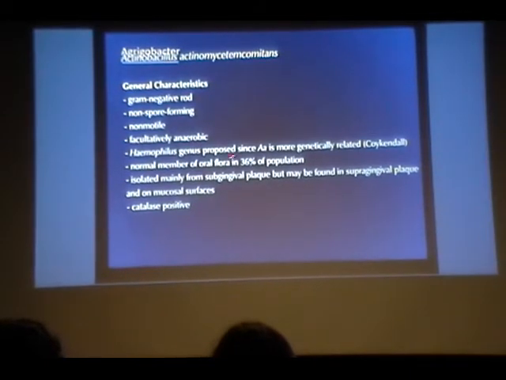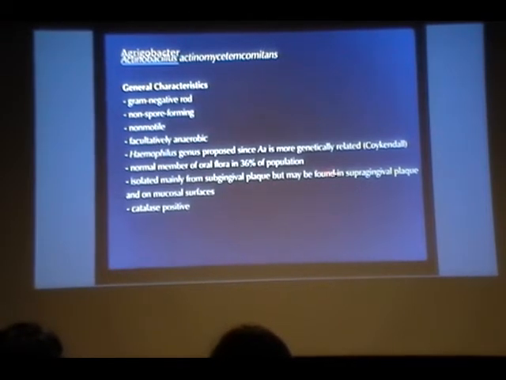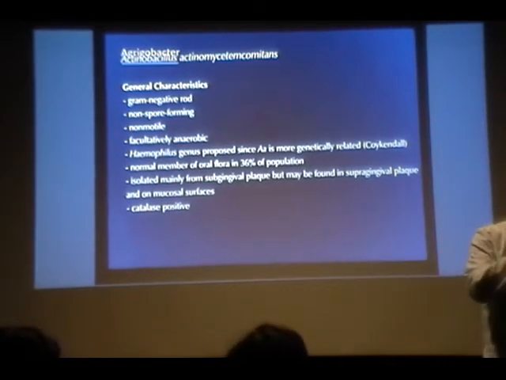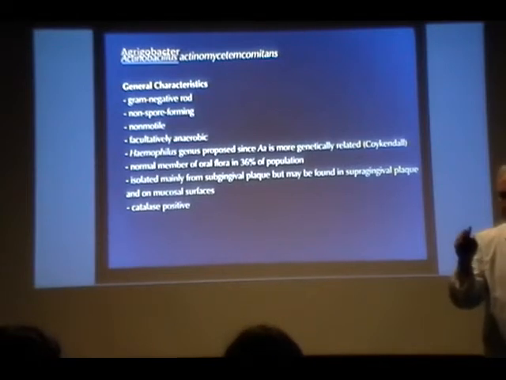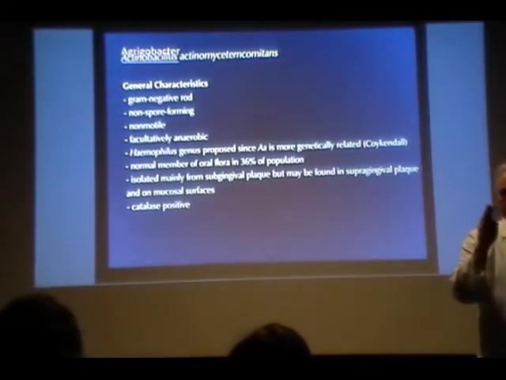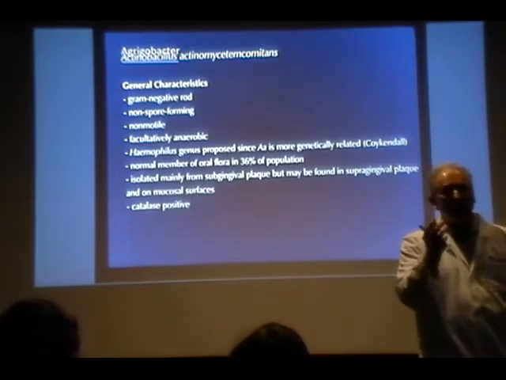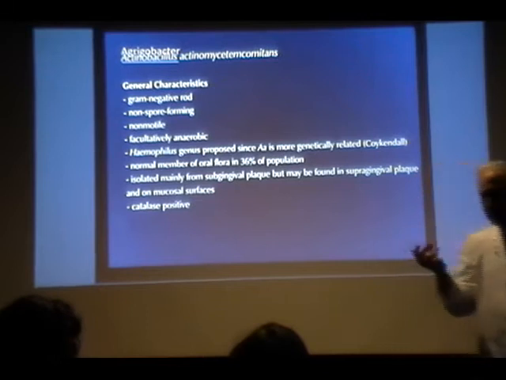Forget that. It's a normal member of the oral flora in about 36% of the population. Now that depends on where. In the US, maybe that's the number. In Japan, it could be different. It's isolated primarily from subgingival plaque. It could be found in supragingival plaque and on certain mucosal surfaces. Remember, in the case of gingivitis, these organisms start to emerge, even though a gingivitis condition is still aerobic. All right?